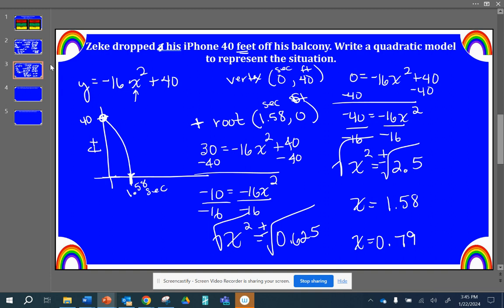So what does that mean? That means that at, what did we ask for? For 30. So we'll call this 30. At 30 feet off the ground, it took 0.79, or we'll round it to 0.8 seconds.